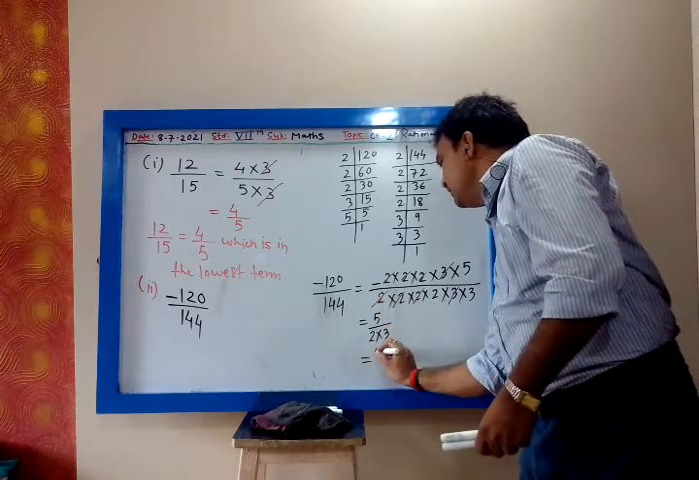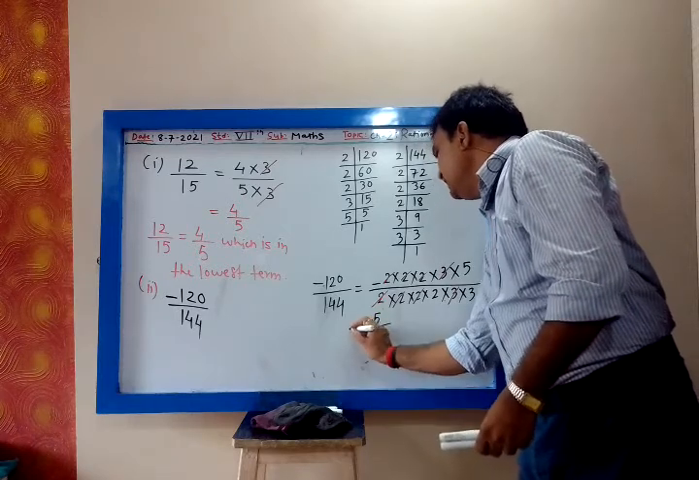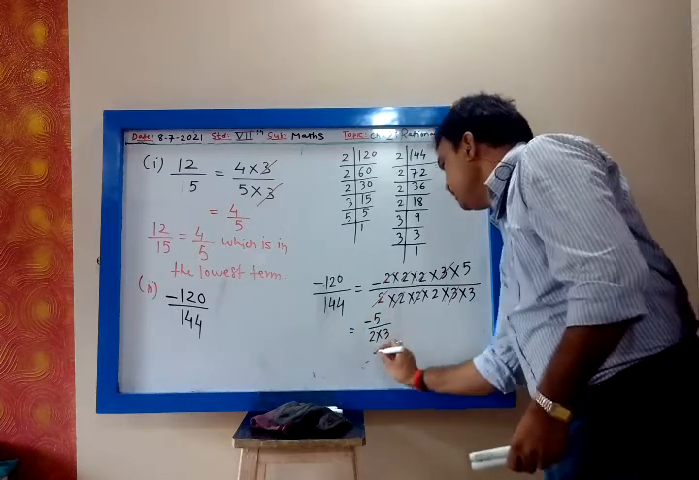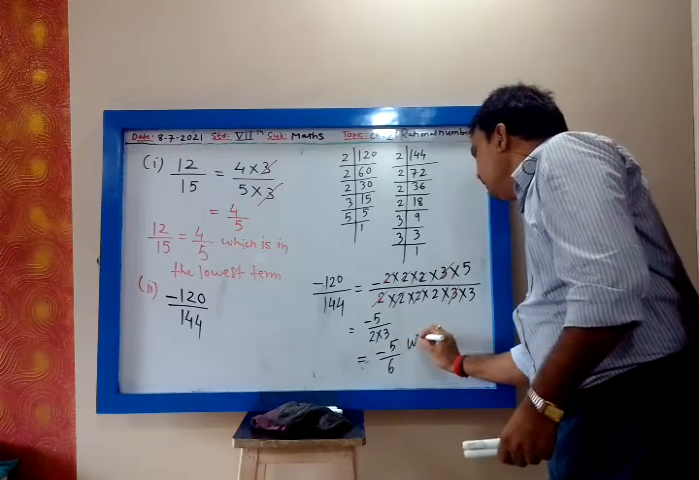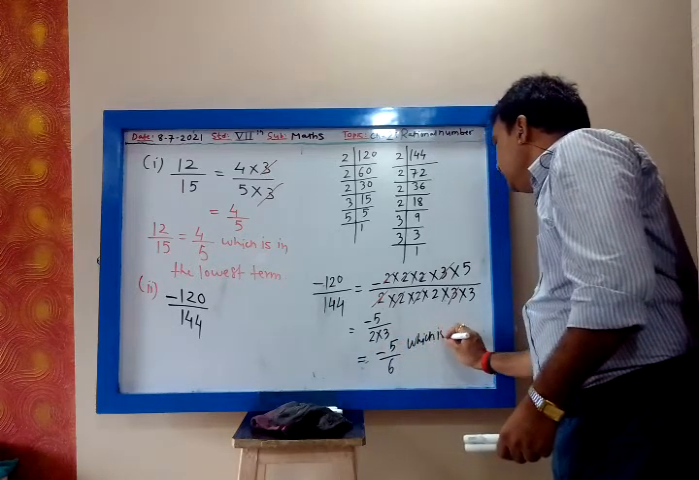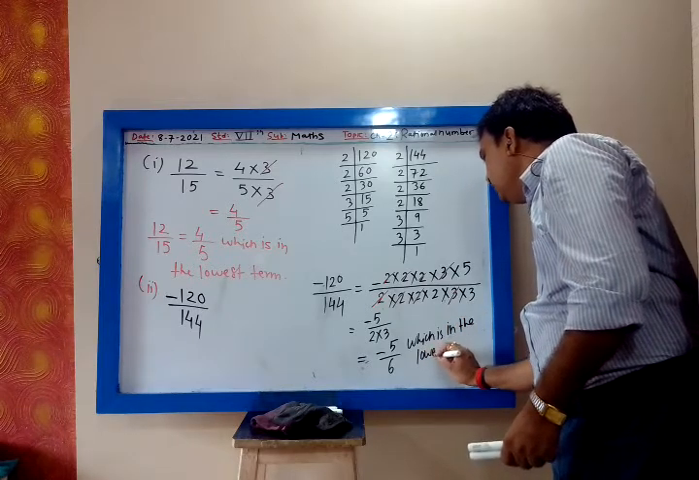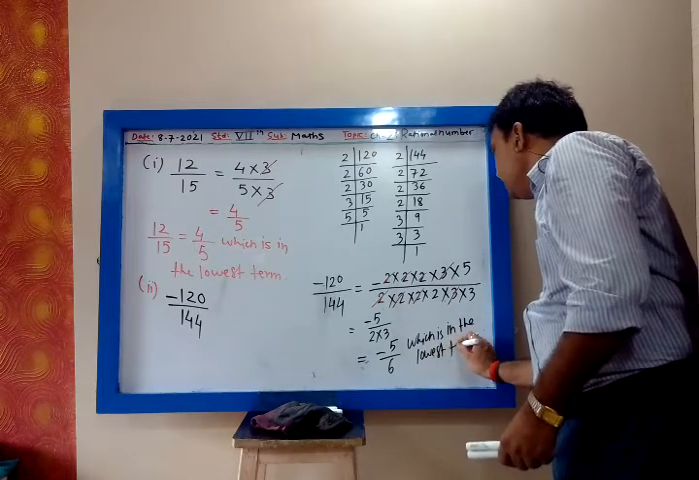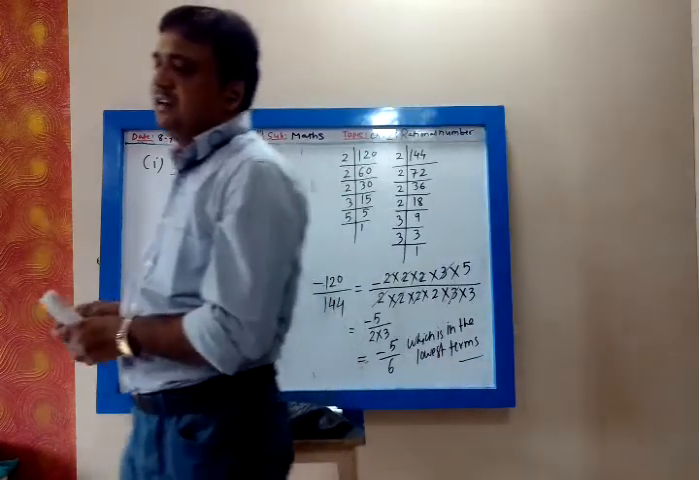So 5 upon 2 into 3. Answer is 5 upon 6. Answer is minus. The minus sign is also there, my dear. Minus 5 upon 6. Answer is minus 5 upon 6, which is in the lowest term. So whenever the numbers are large, you go for prime factorization and simplify.